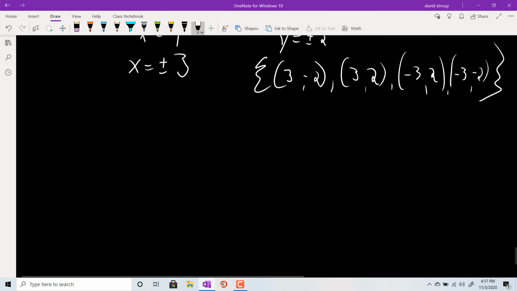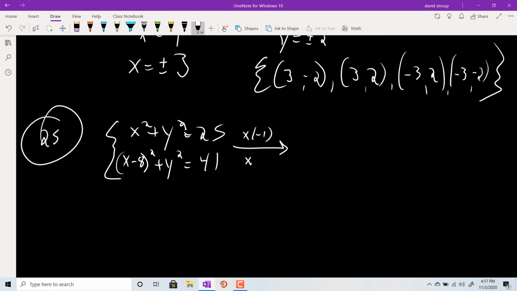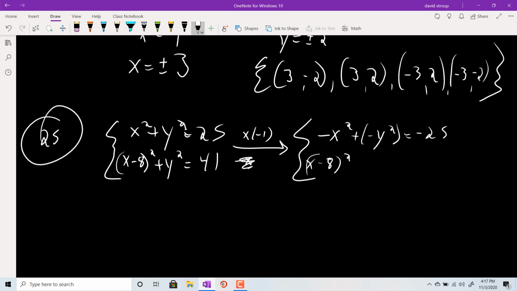Okay, well, let's try one more. And we have x squared plus y squared equals 25. And then x minus 8 squared plus y squared equals 41. Okay, I think we can do addition method. Let's multiply the first one by negative 1. Sorry. Leave the second one alone. So negative x squared, or rather minus y squared equals negative 25. x minus 8 squared plus y squared equals 41.